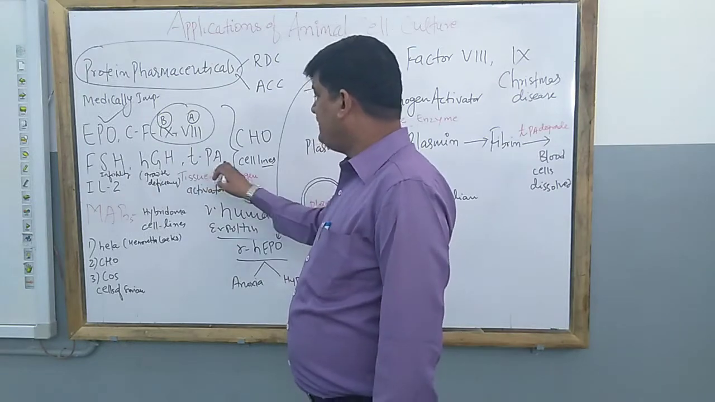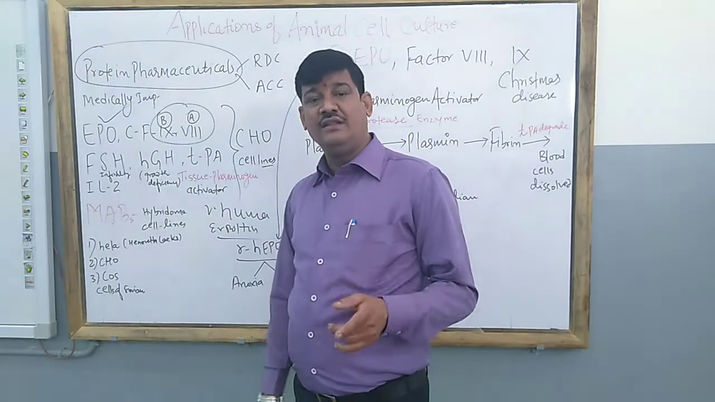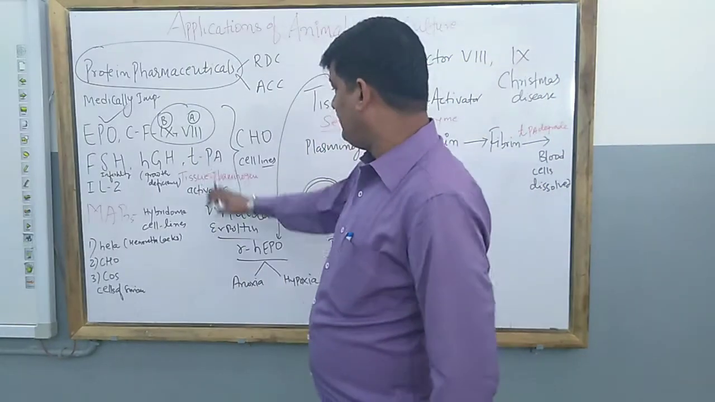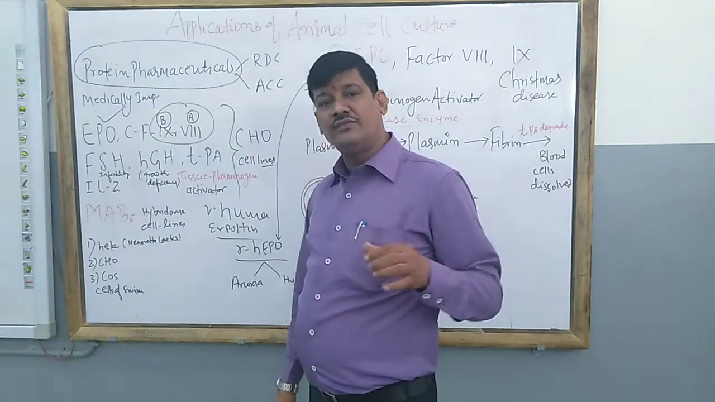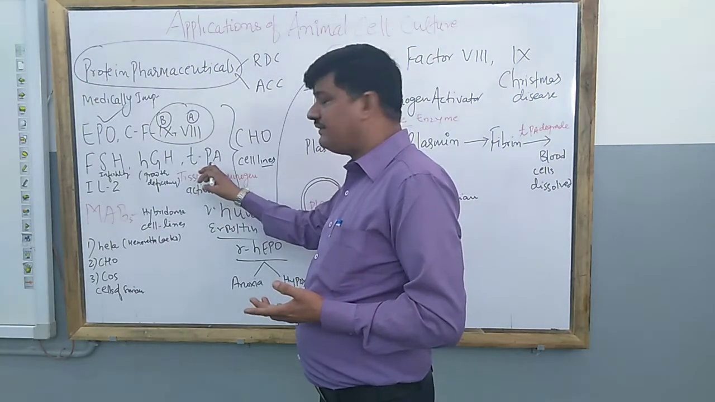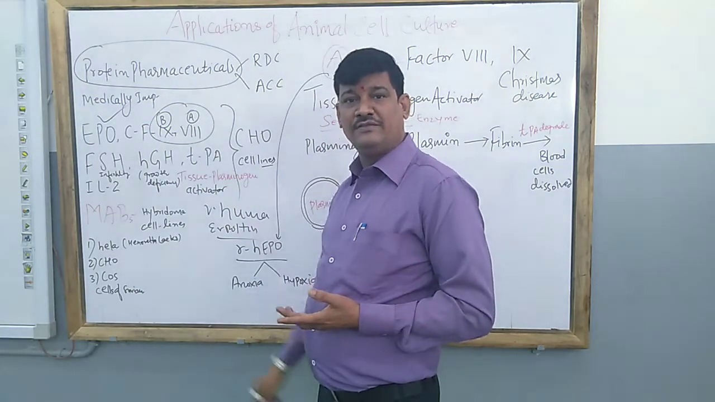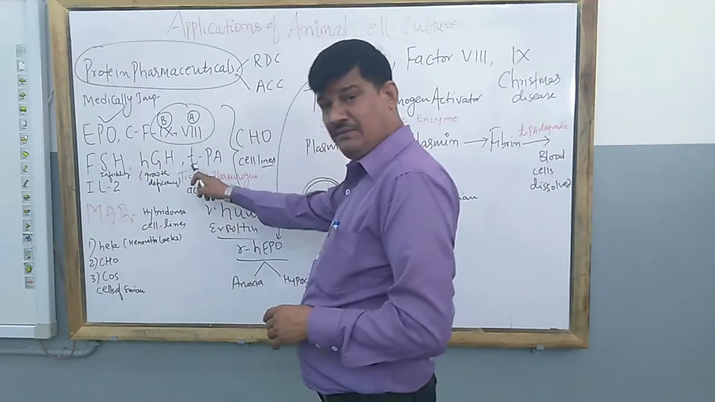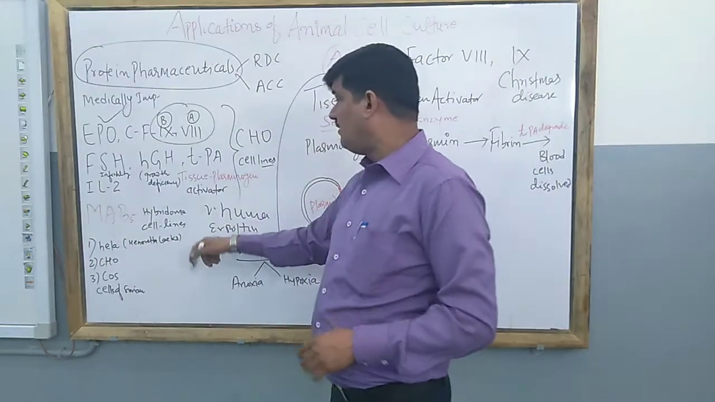So this TPA is used in cardiac attack, cardiac arrest or heart stroke, because sometimes the blood clots in the blood vessels or the chamber of the heart. So it is the first drug which is given to the patient so that the clot can dissolve. It will be discussed later on, just now.